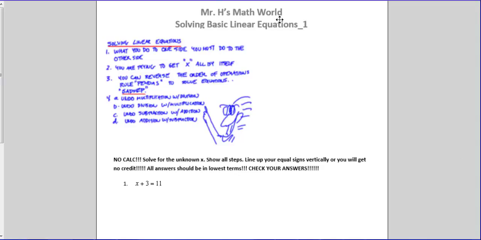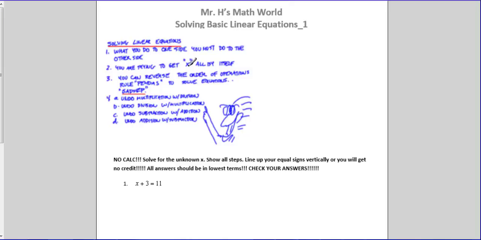This video works through the worksheet Solving Basic Linear Equations 1. Before you do this worksheet, you should have either some basic understanding of how to solve a one or two step linear equation, or have watched my video solving basic linear equations. So summarizing, when we solve linear equations, what you do to one side, you must do to the other side.